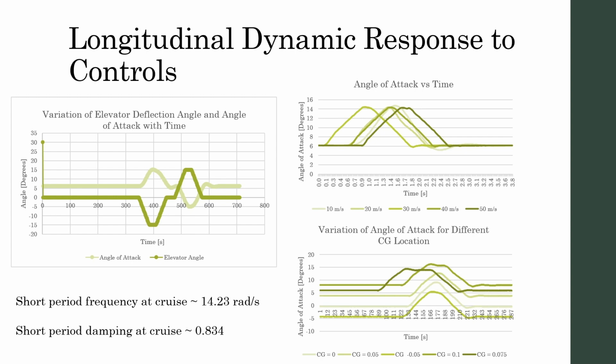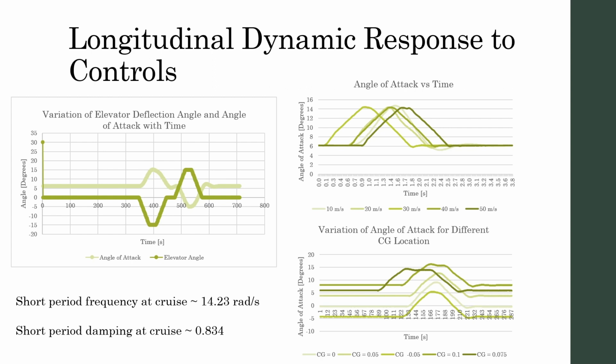And then the angle of attack against time is also shown in the top right, which allows us to see the response from different airspeeds of the Albatross. So at higher airspeeds, like 50 meters per second, once the flaps are returned back to the baseline angle, the aircraft returns to the 6-degree angle of attack faster than it would for the 10 meters per second airspeed. As you can see there, at 10 meters per second, it actually dips below slightly, and it's less damped than the higher airspeeds. The variation of angle of attack for different CG locations is shown in the bottom right.